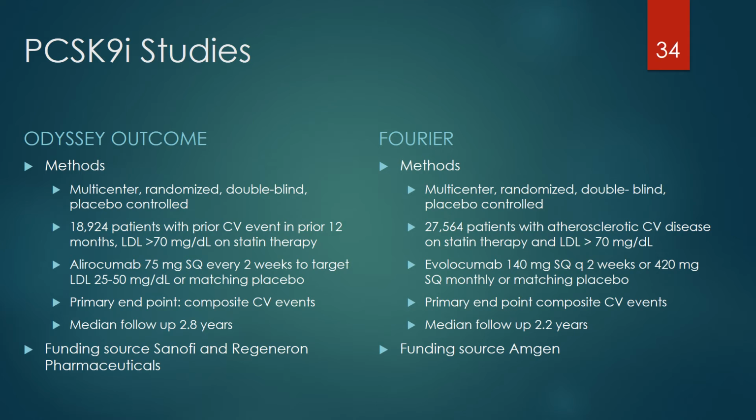It's important to note they're on statin therapy and they were still greater than 70. So the dose they used for the alirocumab was 75 every 2 weeks. Evolocumab was 140 every 2 weeks. And then the primary endpoint was a composite of cardiovascular events. And follow-up was between 2.8 and 2.2 years. Obviously each drug was funded by its manufacturer, so Sanofi and Regeneron for the alirocumab and Amgen for evolocumab.